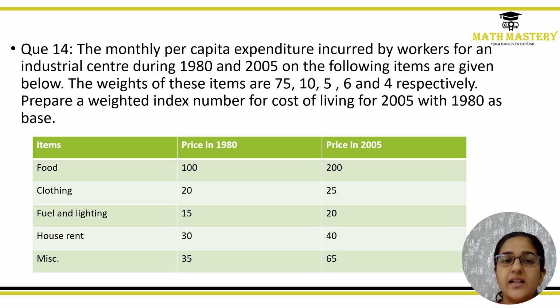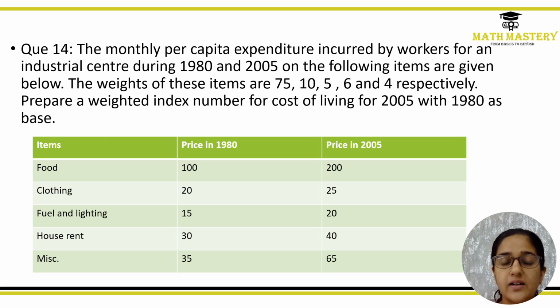So here you can see that these are the commodities which are used by the industrial workers, starting from food, clothing, fuel and lighting, house rent, miscellaneous, and the price of these commodities in the year 1980, which is the base year, and price in 2005 is given to us, and the weights for all the commodities are also given to us. For example, the weight for food is 75, weight for clothing is 10, and so on. So you have to calculate the weighted index number for cost of living.